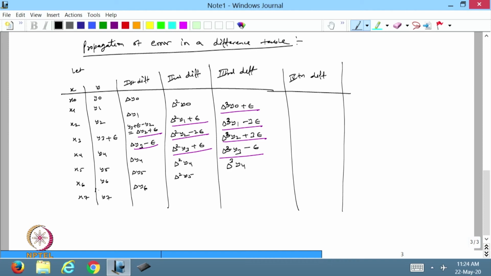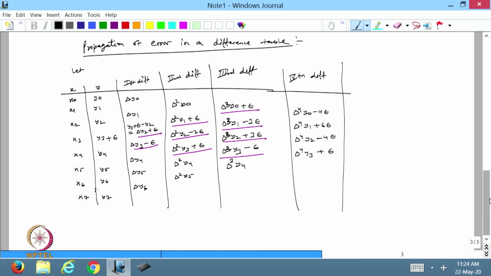So, this will be, in this case, this minus this. So, that will be del 4 y naught, this minus this. So, it will be minus 4 epsilon. This minus this will be del 4 y 1, this minus this. So, it will be 6 epsilon, del 4 y 2. So, this minus this, it will be minus 4 epsilon, this minus this, it will be del 4 y 3. So, this minus this plus epsilon, like this one.